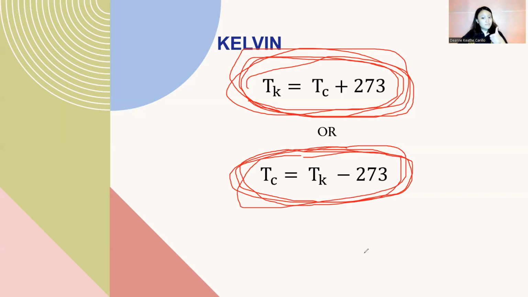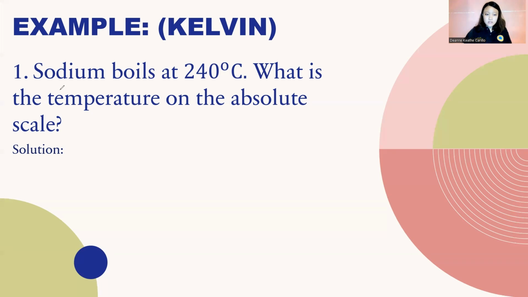Let's have an example to understand more. First example: sodium boils at 240 degrees Celsius. What is the temperature on the absolute scale? Do you remember what the absolute scale is? It is Kelvin. Ang hinahanap natin ay Kelvin. At ang dapat nating i-convert into Kelvin scale is Celsius.